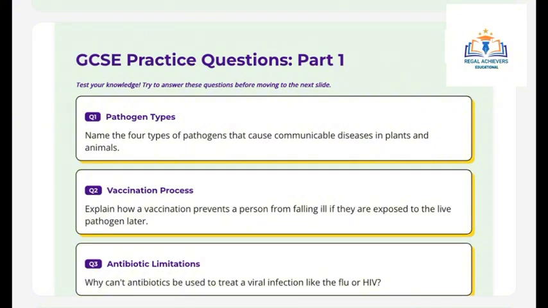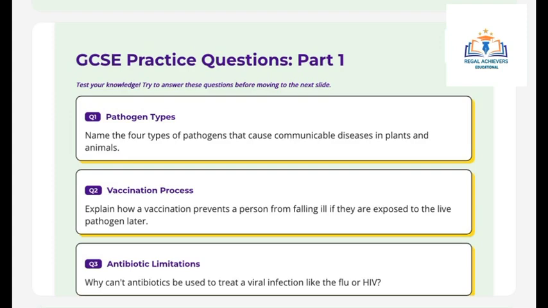We've covered a lot about pathogens, immunity, and treatments. Think about the 4 main types of pathogens we discussed at the beginning of this session. Also, consider the detailed process of how vaccines prepare your body for future infections. Finally, reflect on why antibiotics are effective against bacteria, but not against viruses. Take a moment to formulate your answers before we move on to the next set of questions.